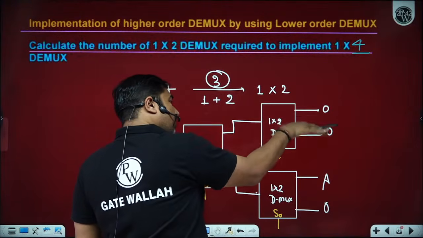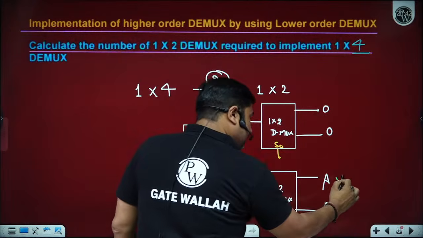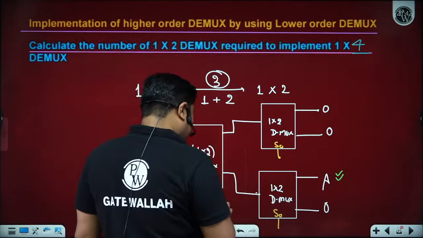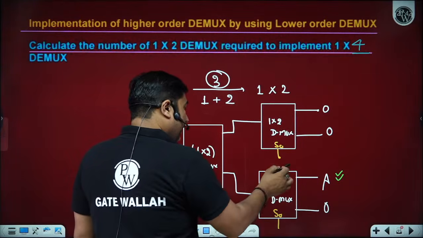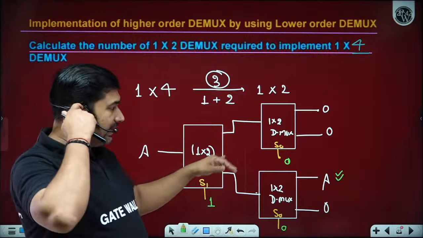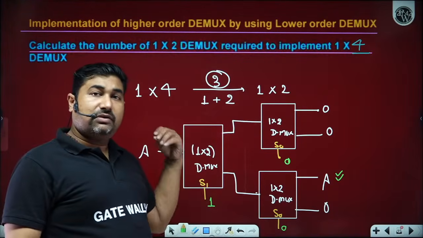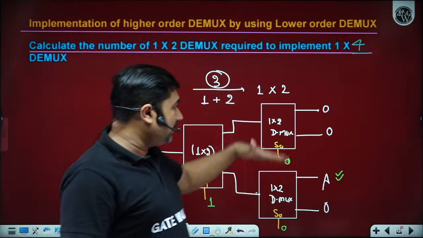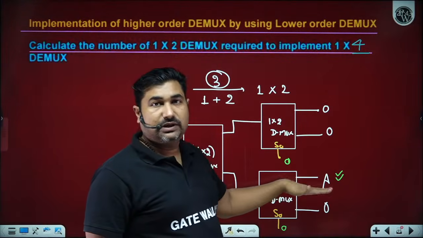I0, Y0, Y1, Y2, Y3. So this is for Y2. It means binary of 2 in terms of S1, S0 is 1, 0. 1, 0 is the binary of 2. So if S1 is 1 and S0 is 0, automatically information A is going to be transferred to the Y2 pin. Is it okay? Yes, sir.